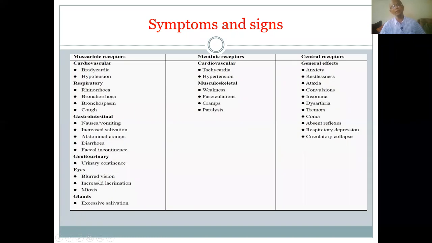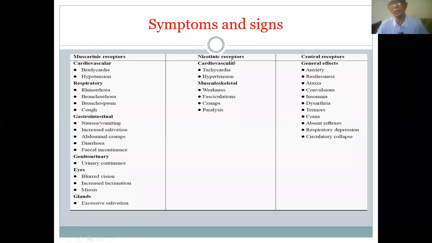And when you give atropine, and there are features of atropinization, the pupil will be dilated. In glands, you will get excessive salivation. So these are the muscarinic features of this poisoning, that is organophosphorus poisoning. These features are actually the predominating features.